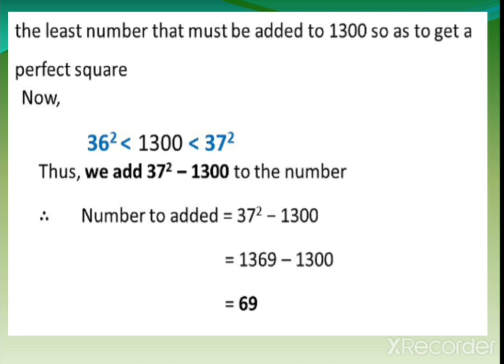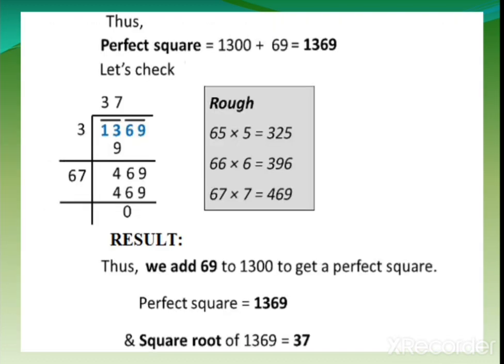Take its square and subtract the number from it. Once you subtract, you see that 69 must be added to make it the perfect square of the next whole number. So here we have 1369, the next number. Now you check it and see whether you get the remainder 0 or not. Yes, you got the remainder 0, which means that you have formed an imperfect square into a perfect square.